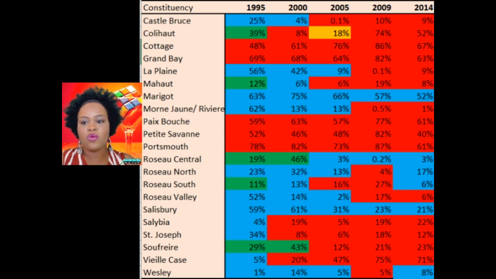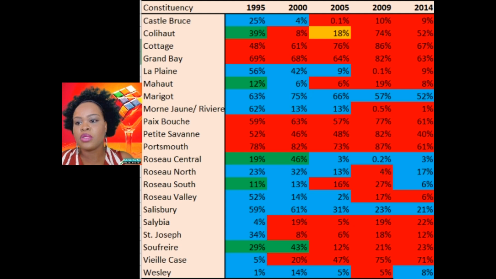In 2000, they won by 4%. In 2005, the Dominica Labour Party won by 0.1%. In 2009, the Dominica Labour Party won by 10%. And in 2014, the Dominica Labour Party won by 9%. Right? So this is what it means here.